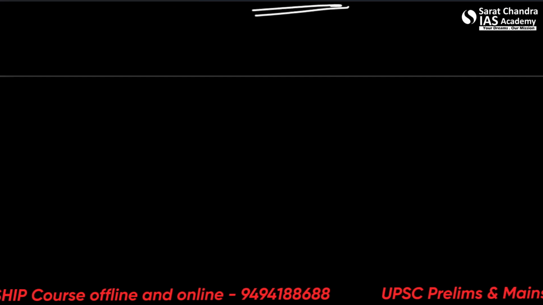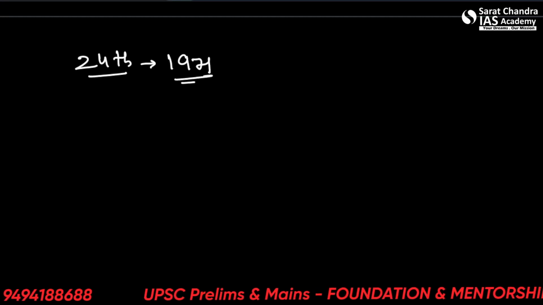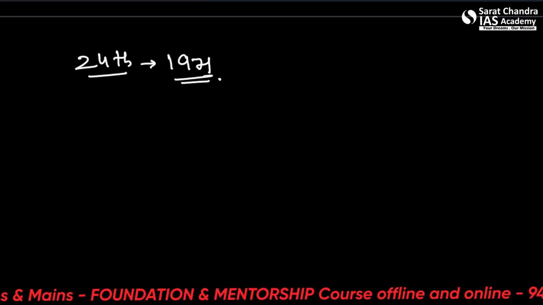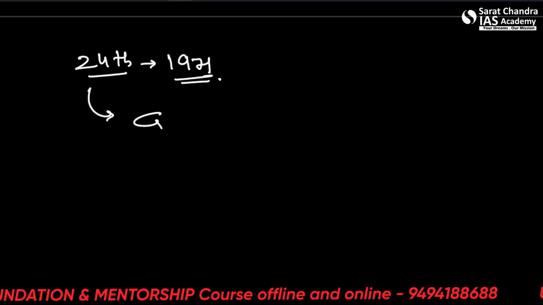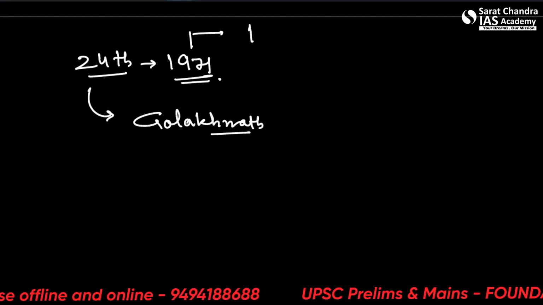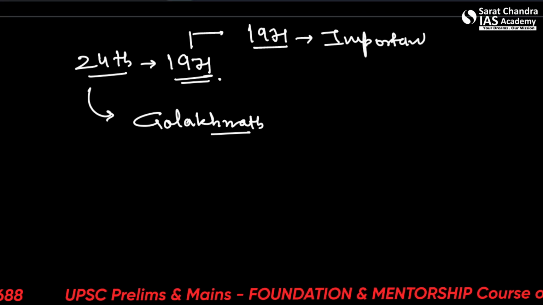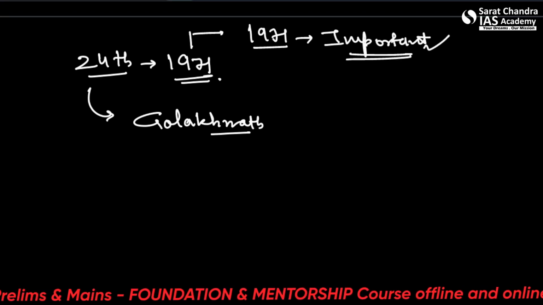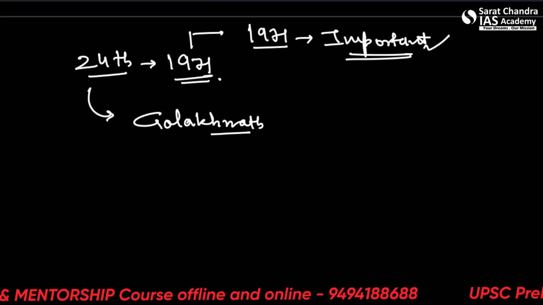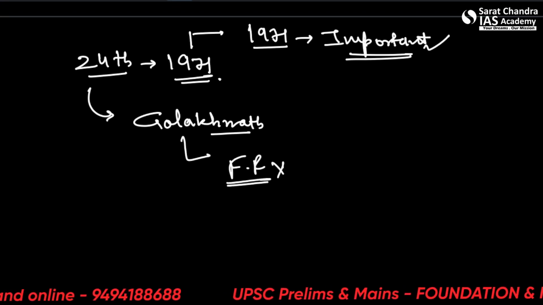Okay, let's come to the 24th Amendment Act of 1971. So the 24th Constitutional Amendment Act was brought in response to the Golaknath case. Please remember, from 1971 onwards, especially till 1976 or so, these are very important ones. The Golaknath case of 1967 of the Supreme Court held that Parliament does not have the power to take away any fundamental rights through an amendment to the Constitution.